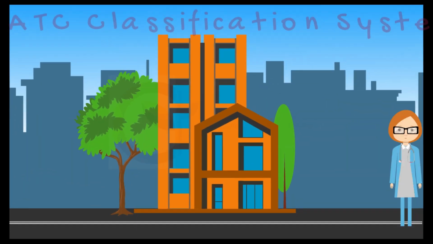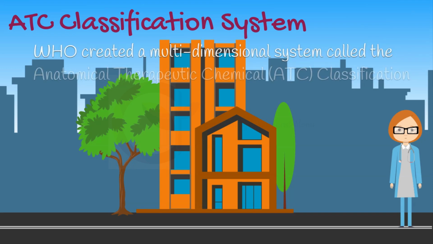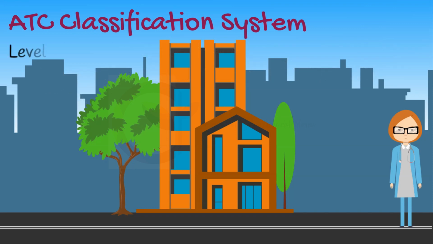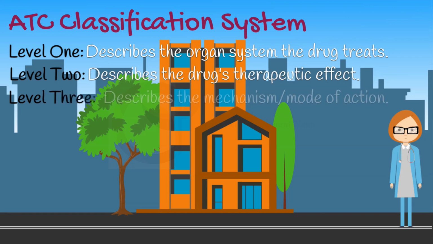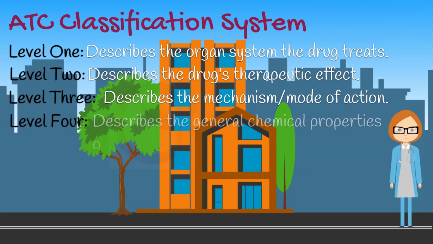The next one is the ATC classification system. In 1976, the World Health Organization, that is WHO, created a multidimensional system called the Anatomical Therapeutic Chemical, or ATC, classification system, which categorizes a drug based on 5 levels. Level 1 describes the organ system the drug treats. Level 2 describes the drug's therapeutic effect. Level 3 describes the mechanism or mode of action. Level 4 describes the general chemical properties of the drug.